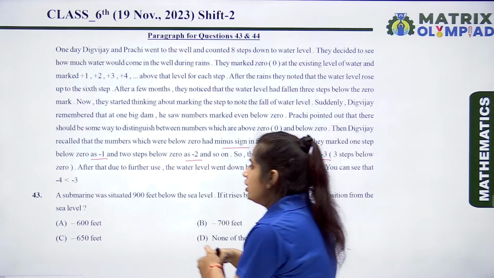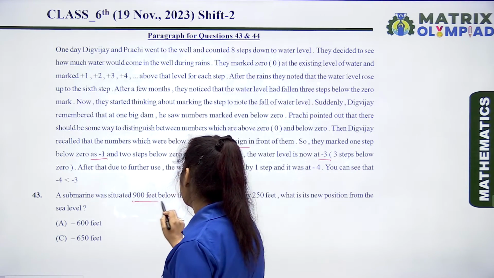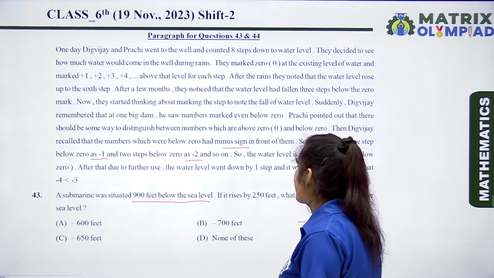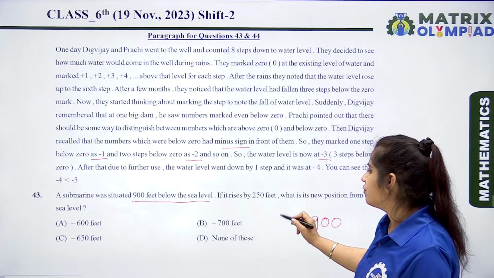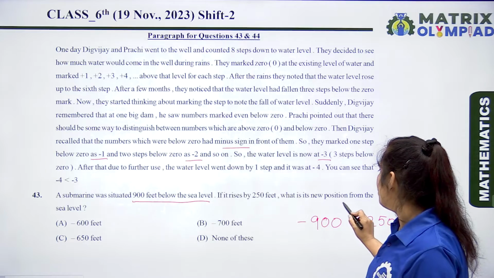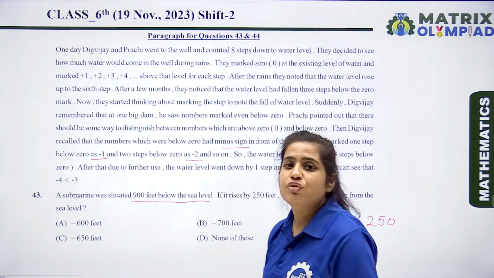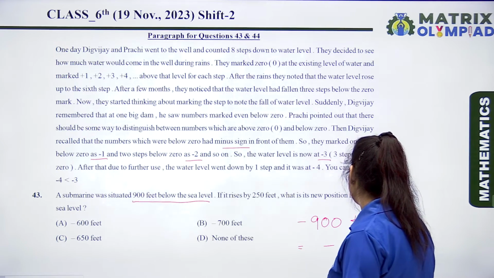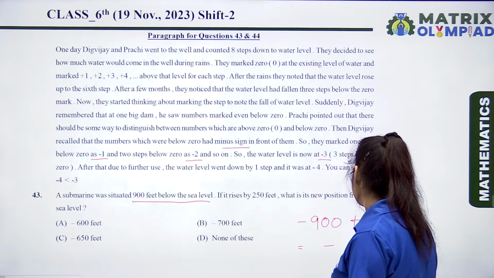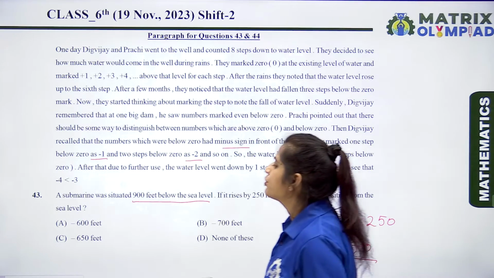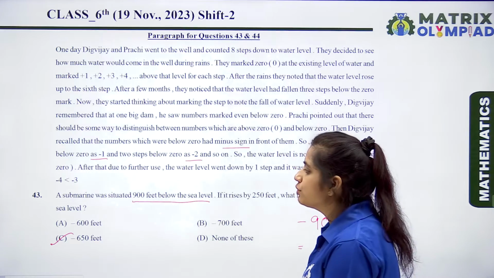Now, the question is, a submarine was situated 900 feet below the sea level. Below the sea level means -900. If it rises by 250 feet, rises means plus 250. What is its new position from sea level? Now we have to find out the new position of the submarine. So after the calculation we get -650 feet. So option C is the correct answer. Now let's move on to the next question.